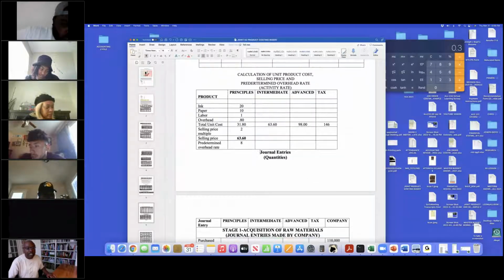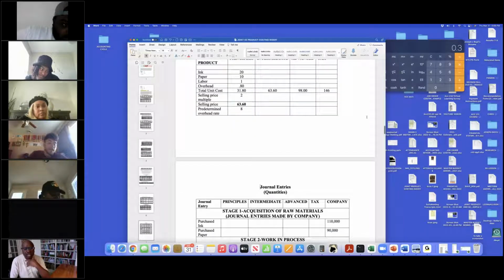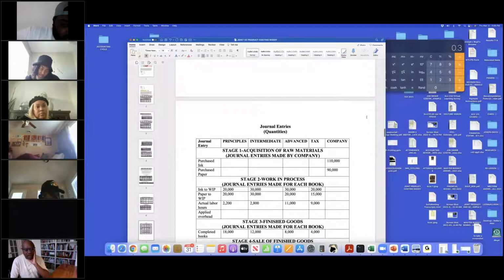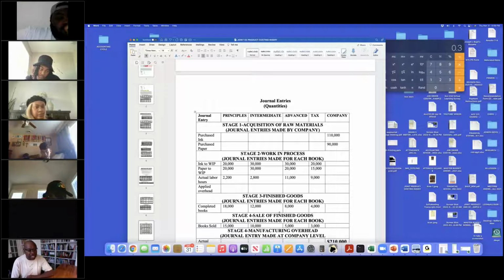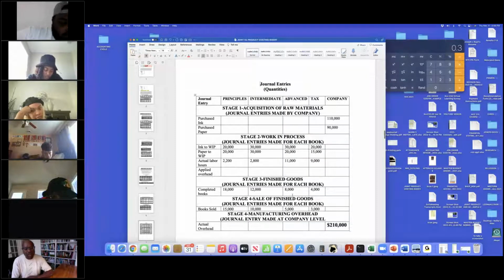This is what you're going to do this weekend. These are the assumptions. The company purchased ink and paper. The company would have purchased all of that together. Then each book has a stage two, a stage three, and a stage four. This is the information, and we're given the total overhead.